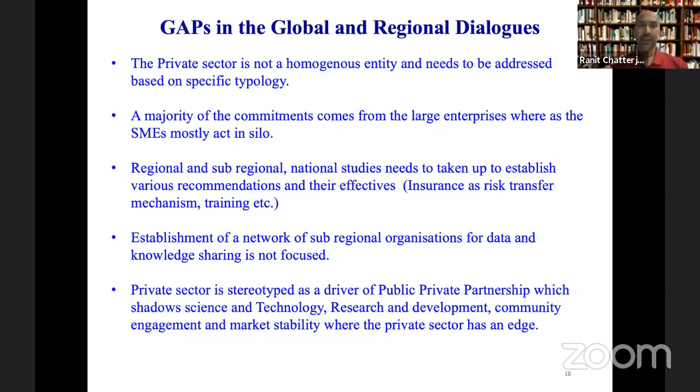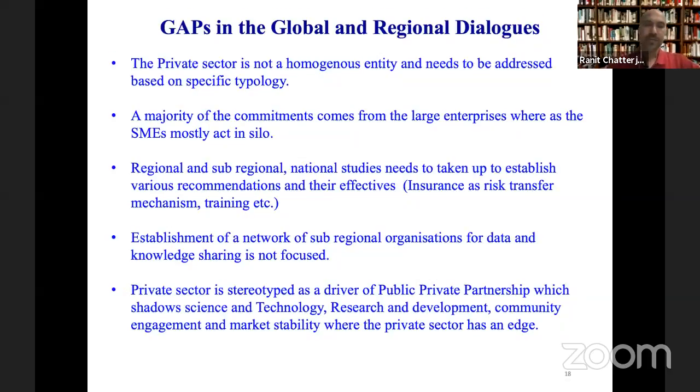The third is that regional and sub-regional national studies are very limited. Establishment of networks for sub-regional organizations for data is not focused, and there is hardly any cooperation for the private sector, especially the smaller organizations, who do not maintain data sets, and whose operation method would be much more, I would say, ad hoc. So that becomes a challenge for data sharing. The big data hype might not actually apply to very small industries operating at a local level.